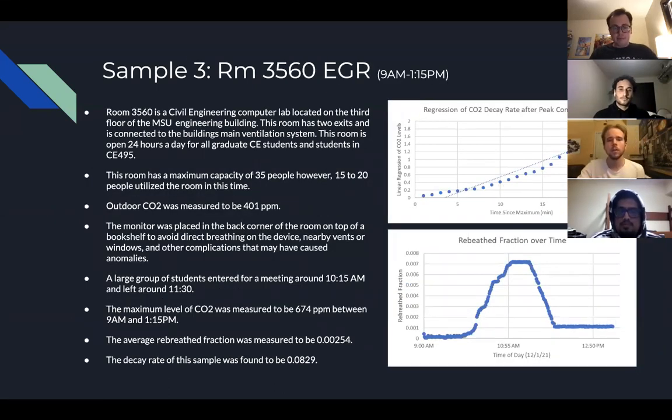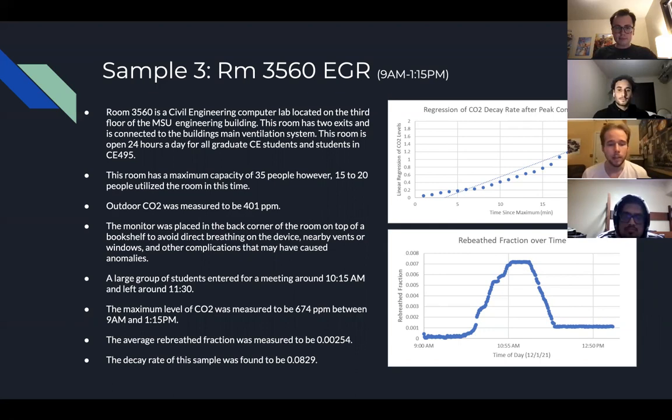Our third sample was taken in the engineering building on MSU's campus, on the 3rd floor, in the graduate level computer lab. In this room there are 2 exits, and it's also connected to the main ventilation system. It is open all day, but really the only spike in occupancy was between 10:15 and 11:30 in the morning, most likely for a class project of some sort. As it says here, the maximum occupancy of this room is around 35 people. However, this peak group was somewhere between 15 and 20 students.